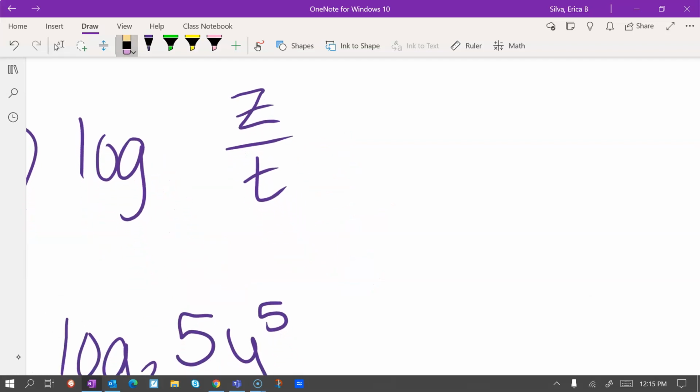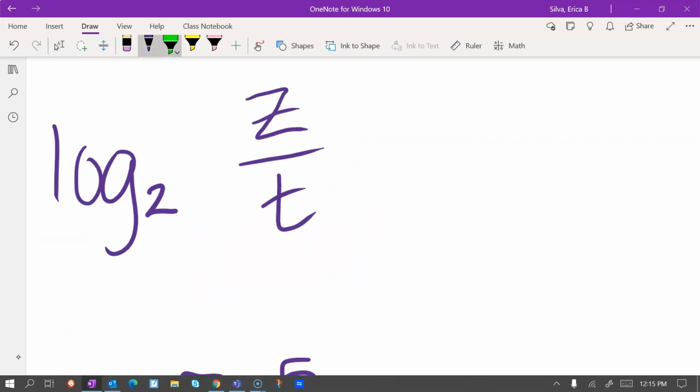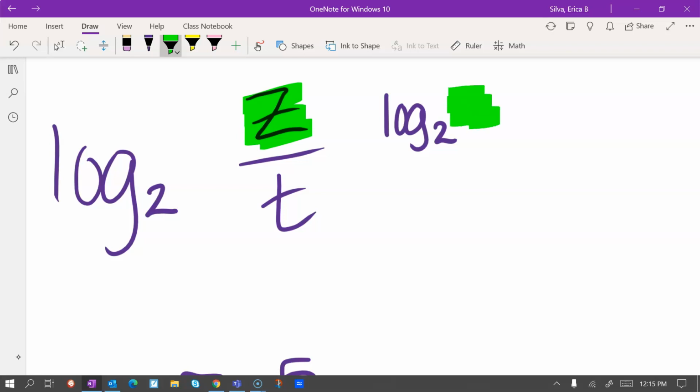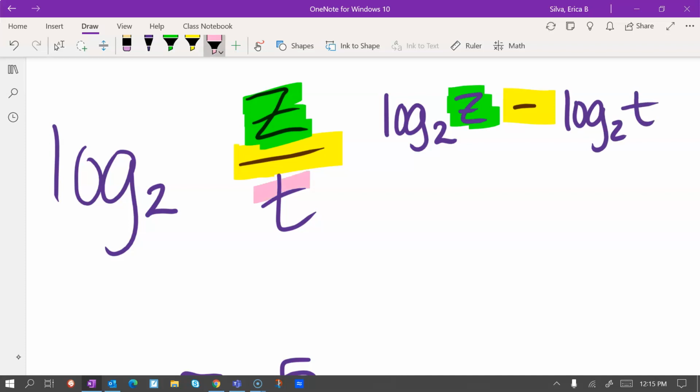That should be a 2. All right, so because we are dividing, each one gets log. We start with log base 2 of the numerator minus, because we're dividing, log base 2 of the denominator.